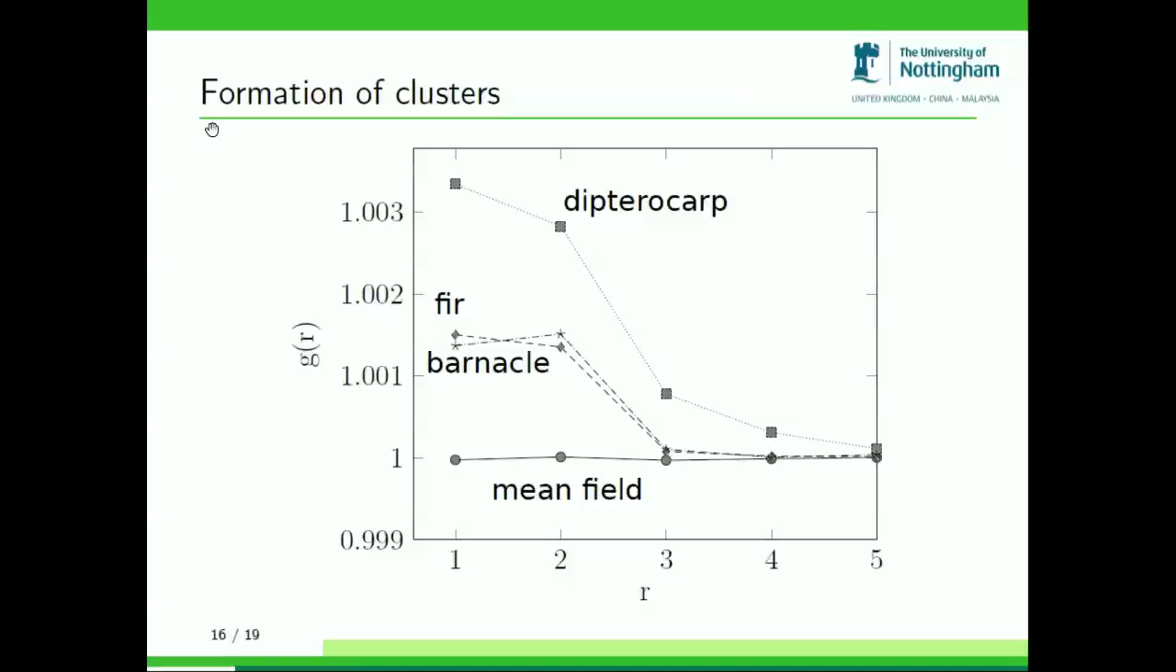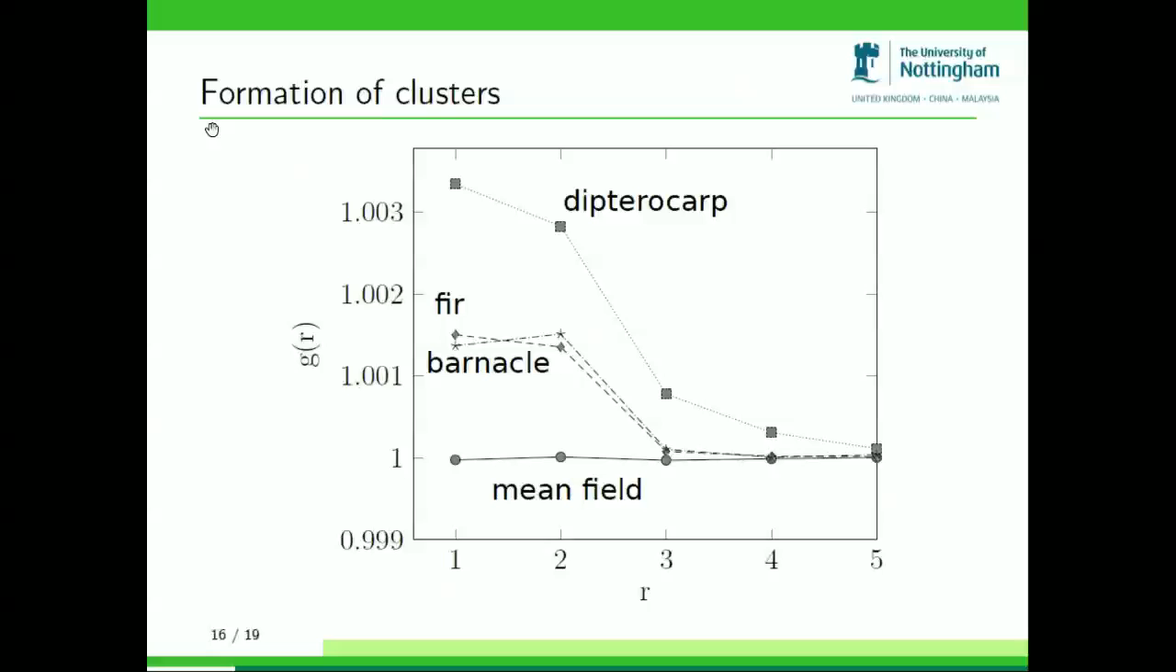The first thing to show you is this is just a pair correlation function for the grids with the dipterocarp, with both processes tightly restrained, you get very strong clustering. With the firs, you get strong clustering because of dispersal limitation. With the barnacles, you get deliberate clustering because they're choosing to. And then everything on the mean field is just the spatial average.